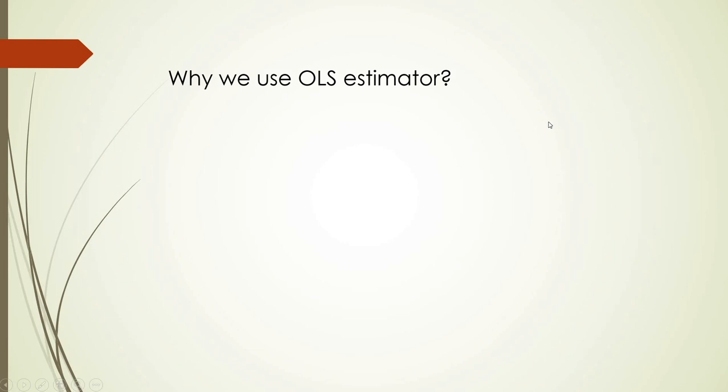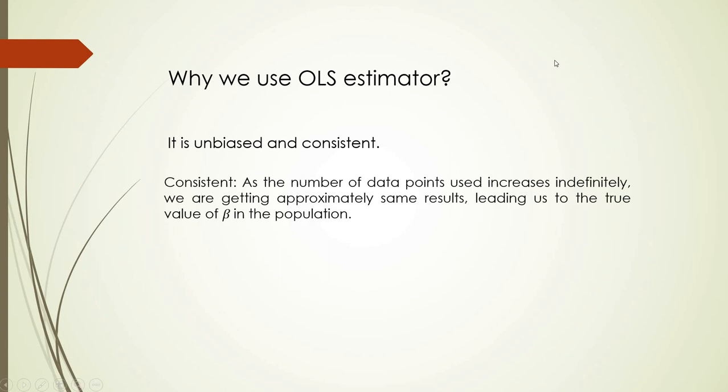Why do we use the OLS estimator and not some other? Because it is unbiased and consistent. What does consistent mean? As the number of data points used increases indefinitely, we get approximately the same results, leading us to the true value of beta in the population. So as our sample is growing, for example from 100 to 200, 300, 550, and so on, we will get a little bit different but similar results of beta 1 and beta 0, and we will go straight to the true value of beta in the population.